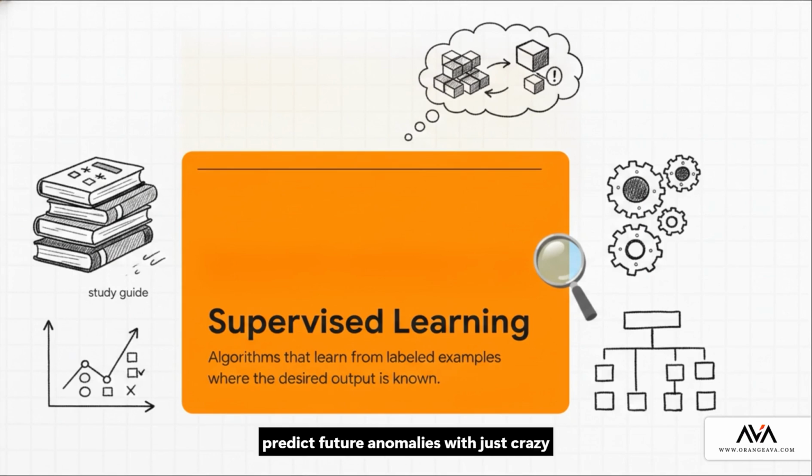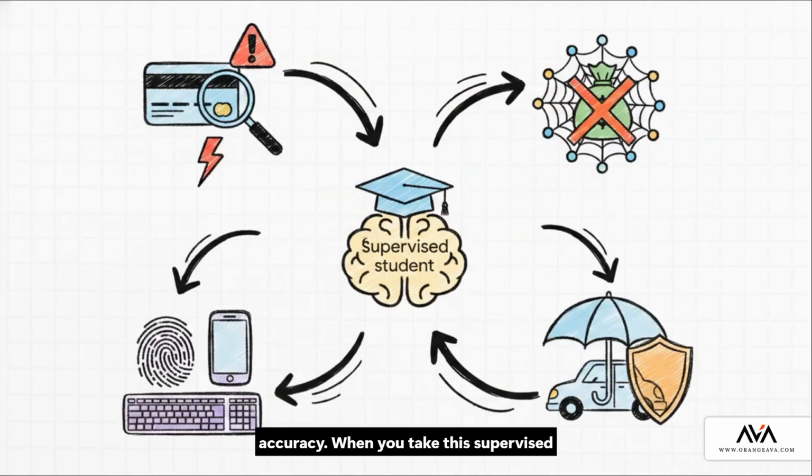When you take this supervised student and actually deploy it in the financial sector, the results are staggering. It is catching credit card fraud in actual milliseconds. It's flagging complex money laundering across massive global networks. It's even preventing identity theft by using behavioral biometrics, which is literally analyzing things like how fast you typically type on your phone. Because it knows exactly what specific target it's looking for, this tech is saving industries billions of dollars every single year.